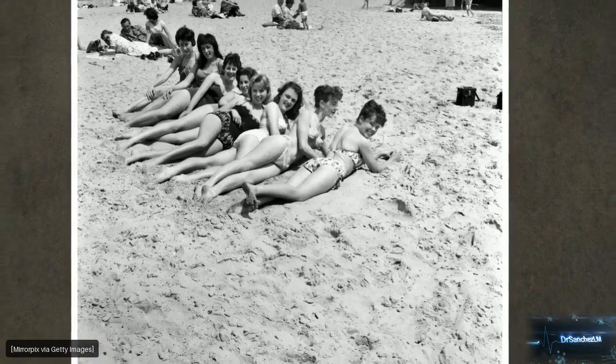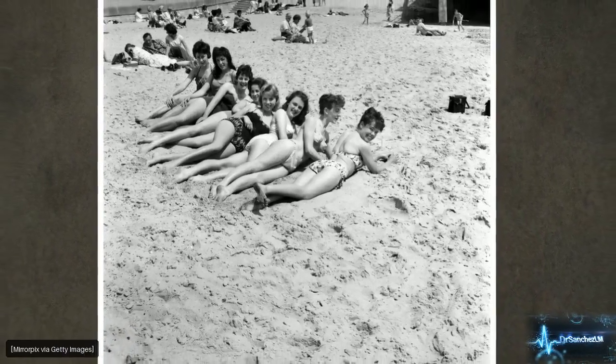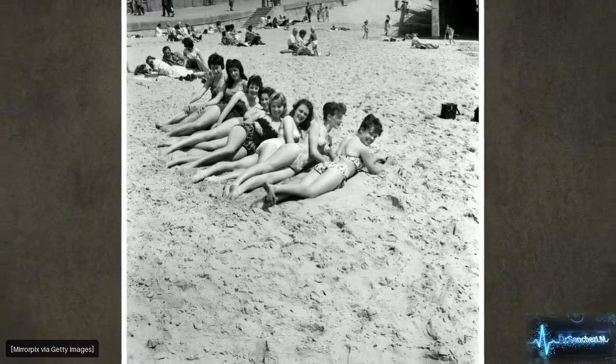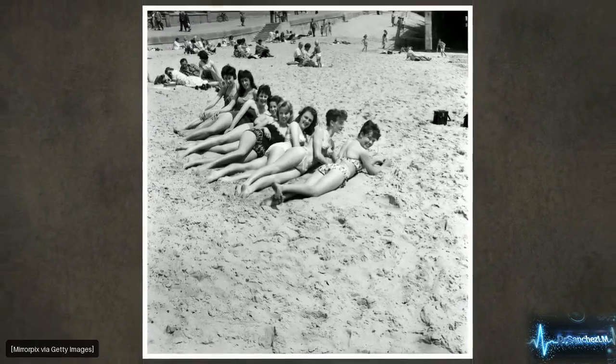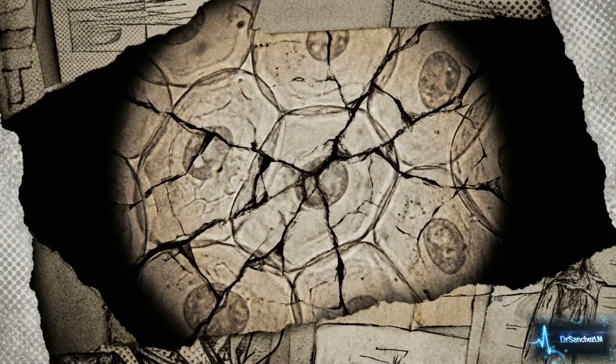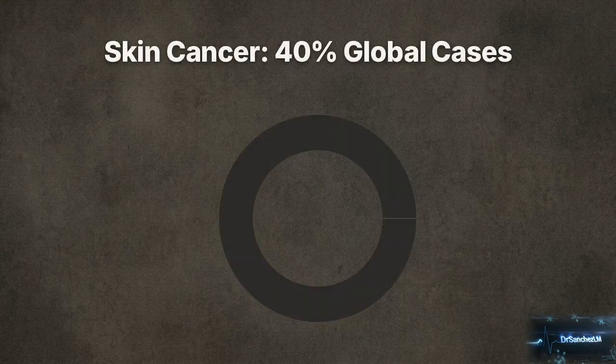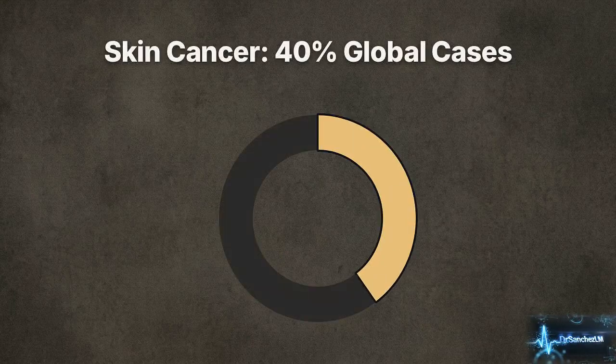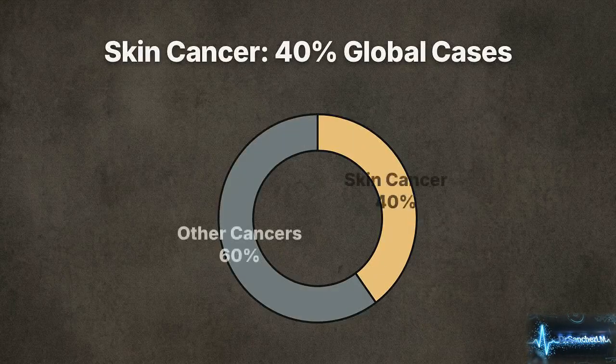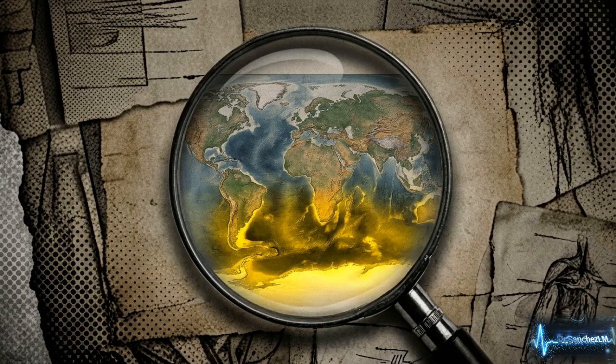Decades ago, spending long hours in the sun without protection became a normal part of recreational culture. That mid-century embrace of tanning laid the biological groundwork for a massive spike in cellular damage that is surfacing today. The result is a global health crisis of staggering proportions. Skin cancer now accounts for at least 40% of all cancer cases diagnosed worldwide. The damage is highly concentrated in specific regions.